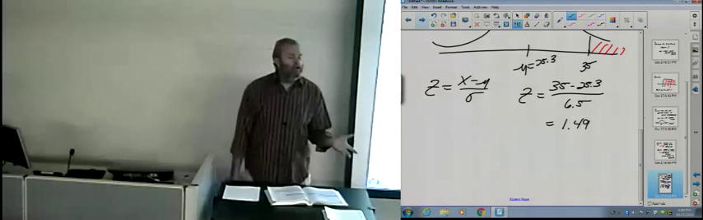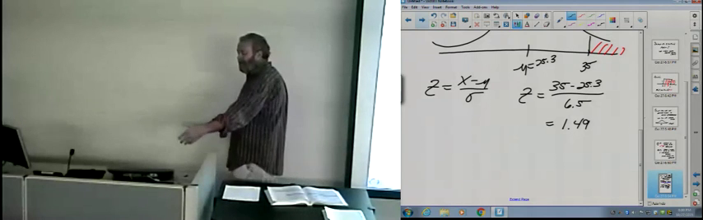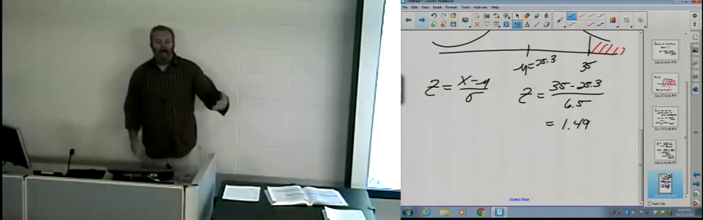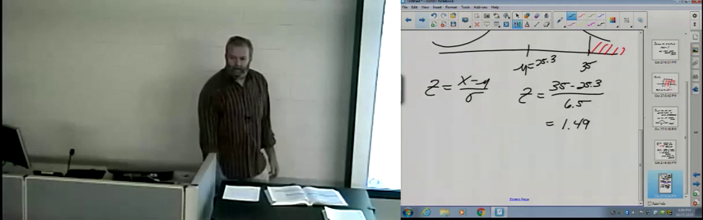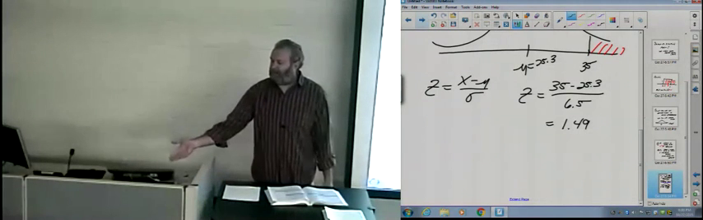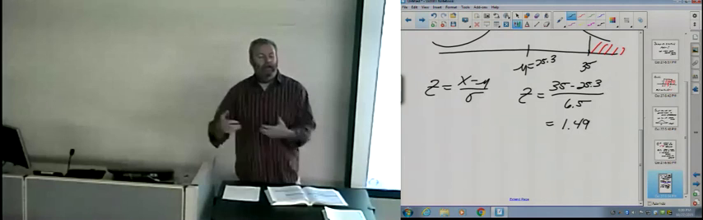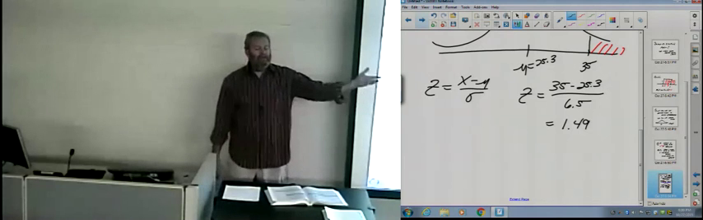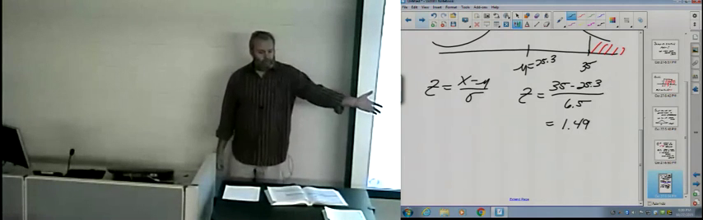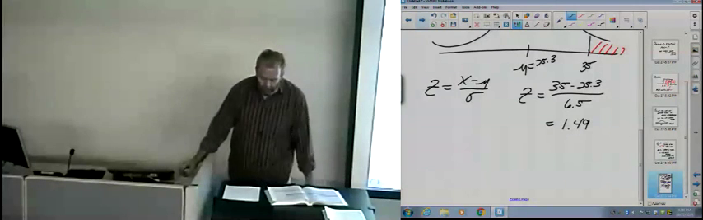So, just to review here for a second. This is telling me that 35 is 1.49 standard deviations greater than the mean. How do I know it's greater? Because it's positive. A positive z-score means you're greater. A negative z-score means you are less than. Okay? Means you're smaller.